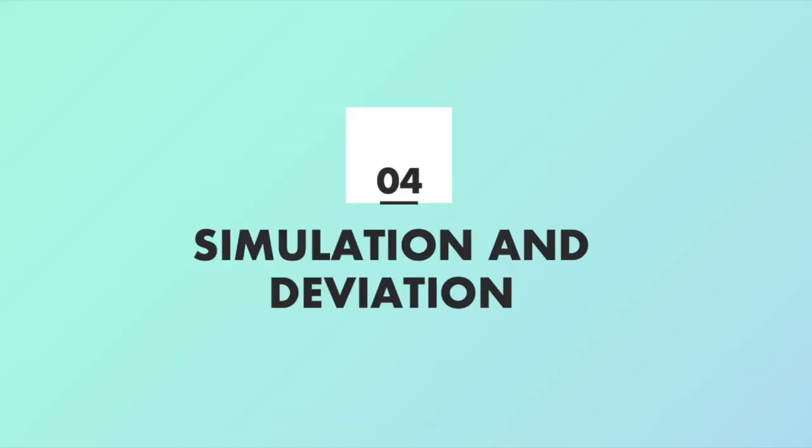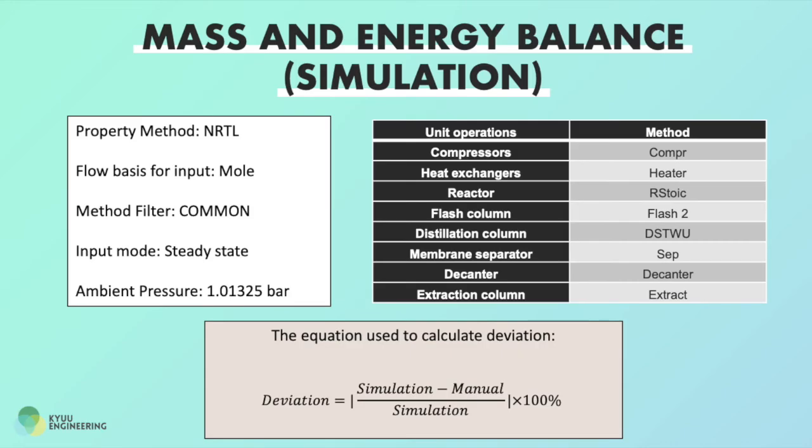We have used Aspen Plus to run our process simulation. As you can see from the slide, we have used this basis to run our simulation. The basis is property method of NRTL. Flow basis for input is by using mole. Method filter used is common method. Input mode is steady state and ambient pressure is 1 bar. The method used for each unit operator has been listed out in the slide.